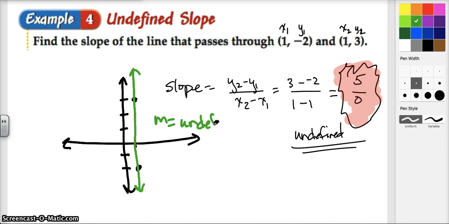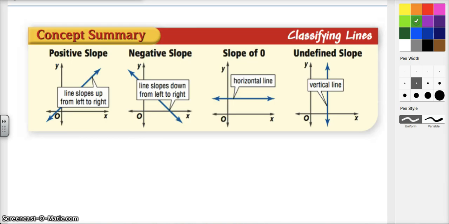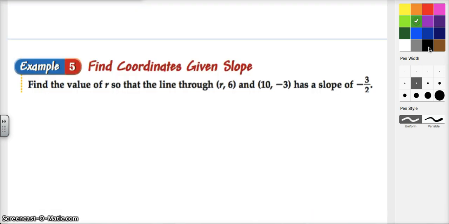There we go. All right, so these are the 4 ideas that you need to keep in mind as we're working with slope. I know we've discussed this in class, but I find this very helpful when I think about lines. Positive slope looks like this, negative slope looks like this, 0 slope, and undefined slope is a vertical line. Cool beans?